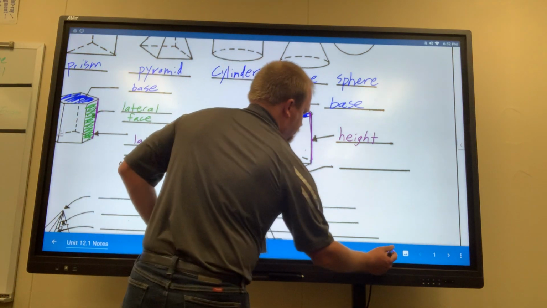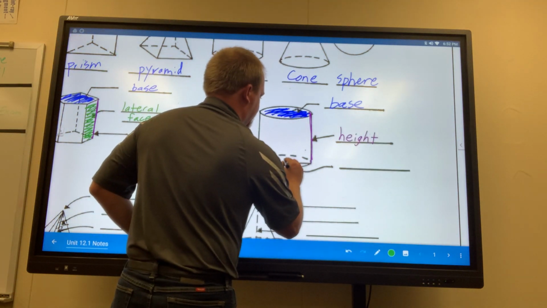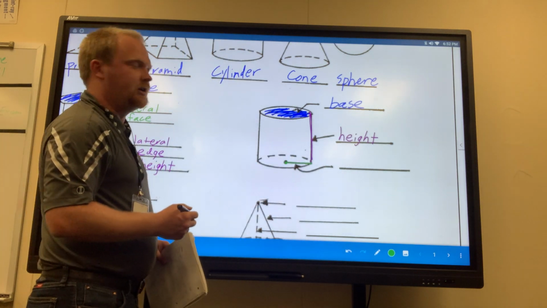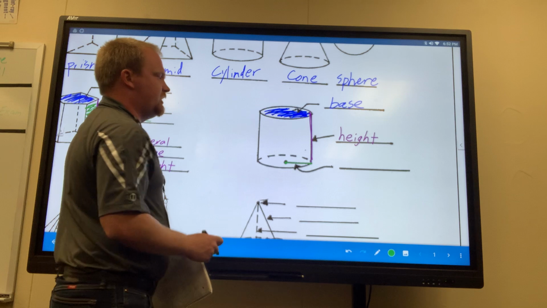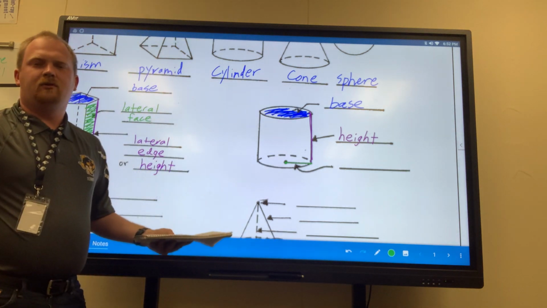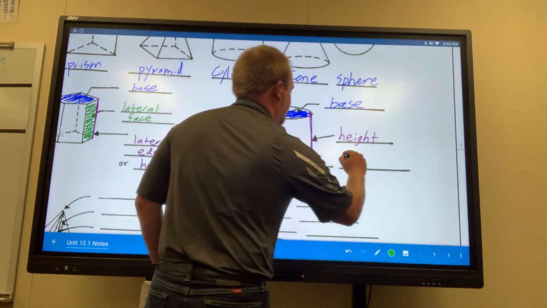Next, we have this little segment right here. Now notice that it's from the center of the base to the edge of the cylinder. What do we call that? Well, we call it a radius.